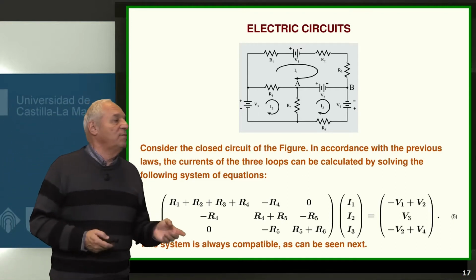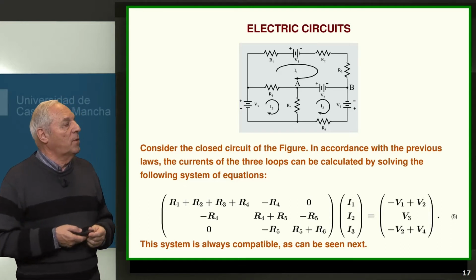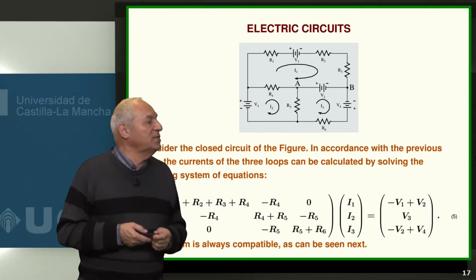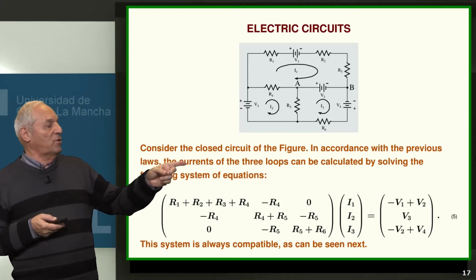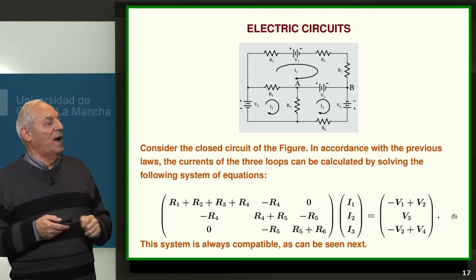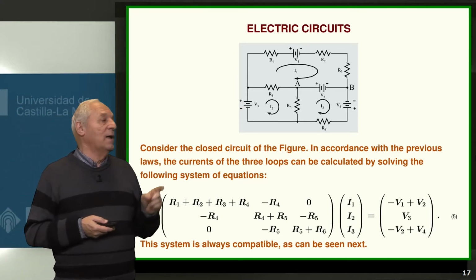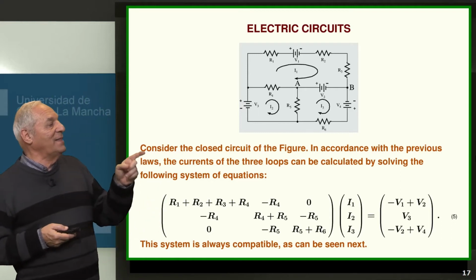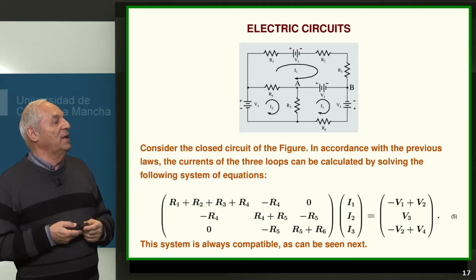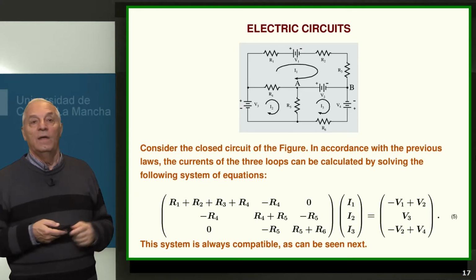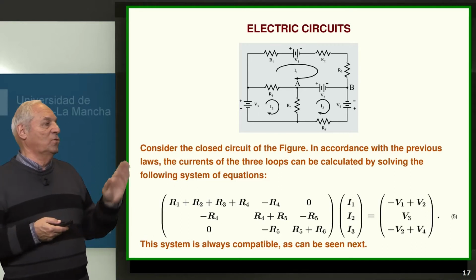In this case, an intensity I1 circulates through R1, R2, R3, and R4. Therefore, the term R1+R2+R3+R4 multiplies I1 in the column matrix, but through the R4 resistance the intensity I2 from the circuit below also circulates, in the opposite direction. That's why the term minus R4 multiplies I2, and that's all that appears in that loop.